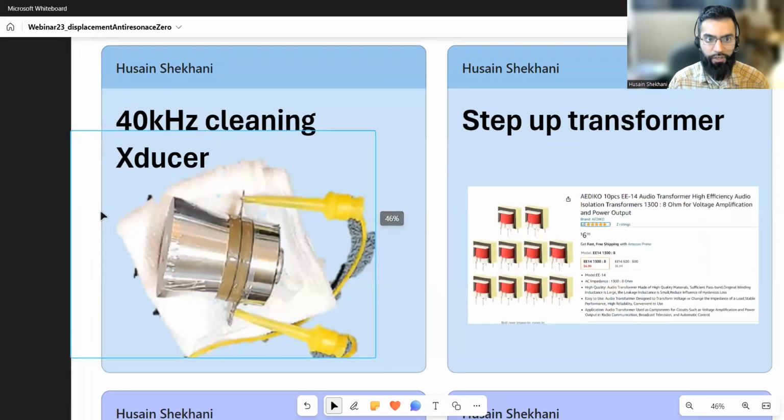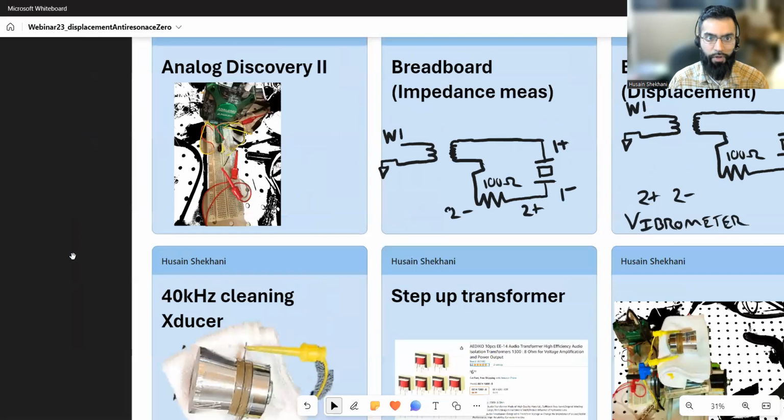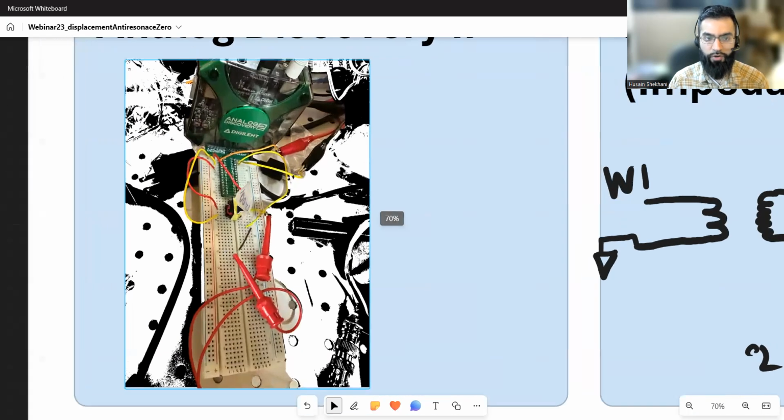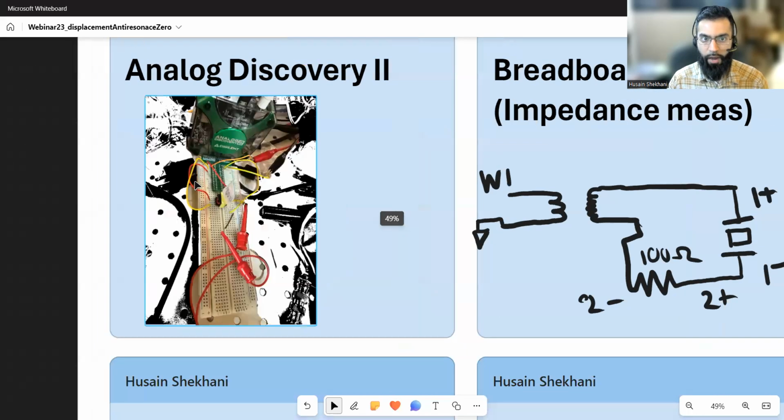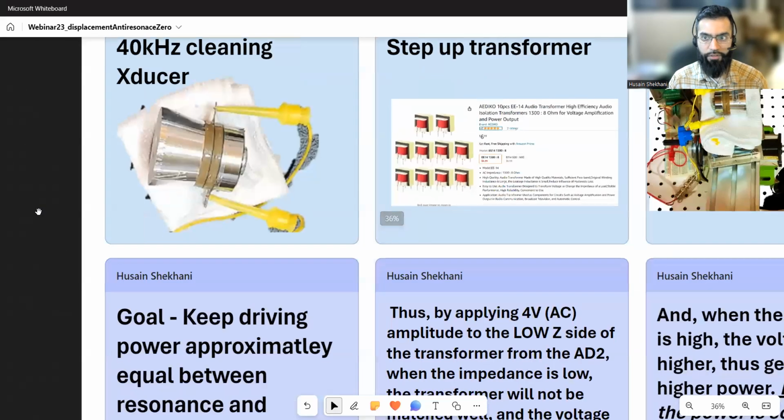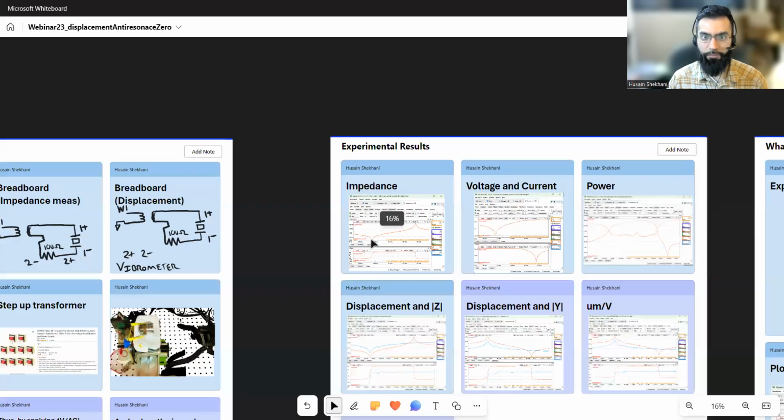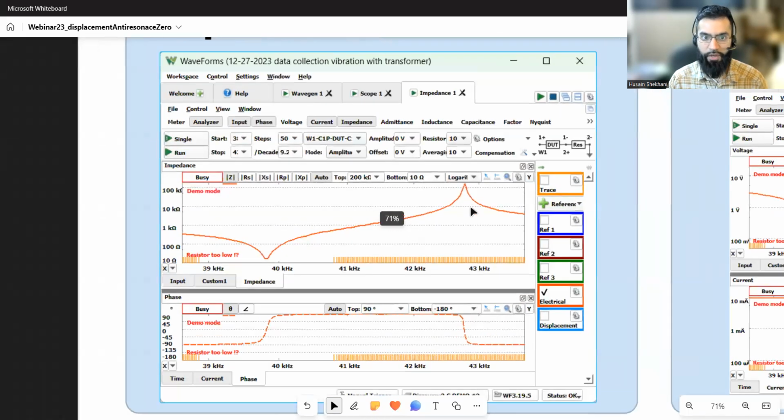So here's the 40 kilohertz cleaning transducer. It's just the run-of-the-mill common one you can buy for pretty cheap. And here's the Analog Discovery. You'll notice that I have a circuit interfacing. The Analog Discovery has a 5-volt output voltage that you can apply. But as you know, and I'll just jump ahead here, this is the impedance response.